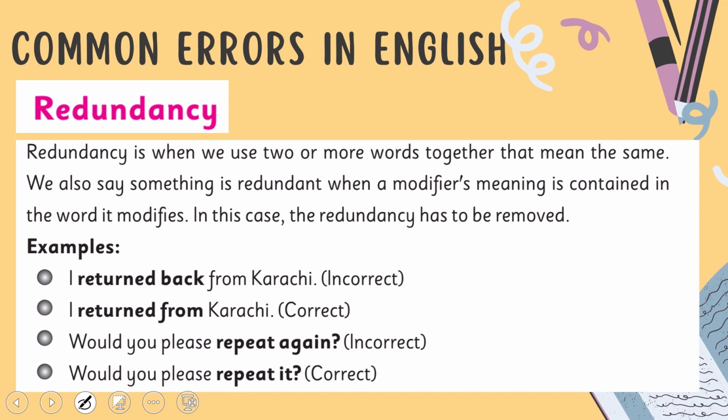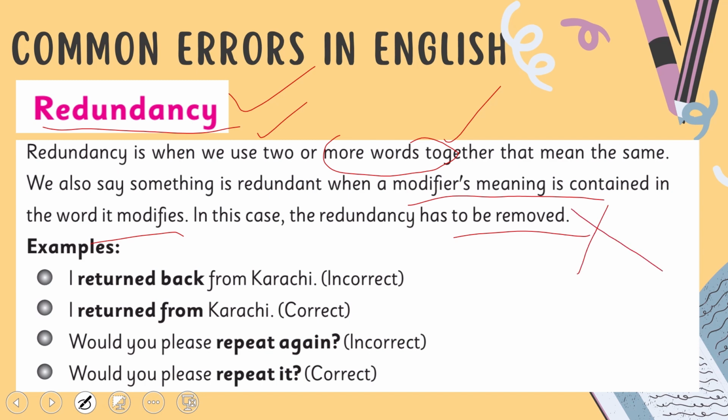Let's look at redundancy. It's a heavy word. Redundancy is when we use two or more words together that mean the same. We also say something is redundant when a modifier's meaning is contained in the word it modifies. In this case, the redundancy has to be removed, eliminated. I returned back from Karachi. That's incorrect. Why do we need to use back? Returned is enough.